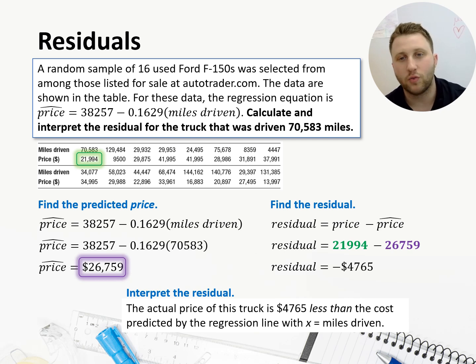And so we're going to do 21,994 minus 26,759 for a residual of negative $4,765. So in this case, the actual price is less than the predicted price. That's why the residual is negative. That means that the model over-predicted. The model over-predicted when the residual is negative, right? That means that the point is under the regression line.